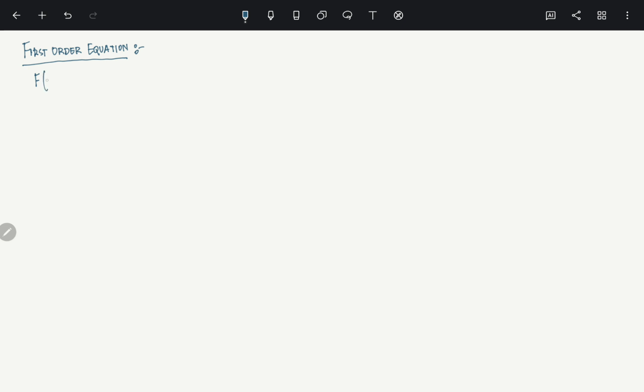It's some function of x, y and then z. Of course z in this case will be u, so maybe I can write it as u, and then we have ux and uy equals to 0, right? So this is basically a general form of a first order equation, right? First order equation in two variables.